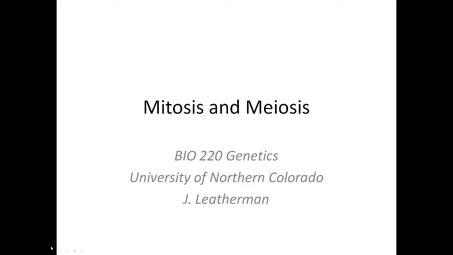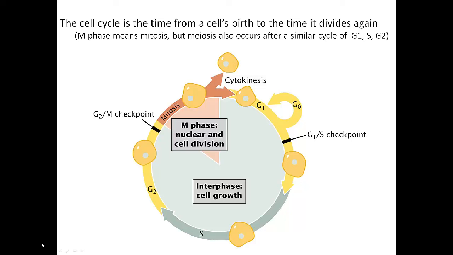This video is going to be on mitosis and meiosis. So the cell cycle is the time from when a cell is first born to the time that it undergoes cell division again. And the cell cycle is made up of two primary stages, interphase and then M phase. M phase stands for mitosis, and interphase includes three main important steps.